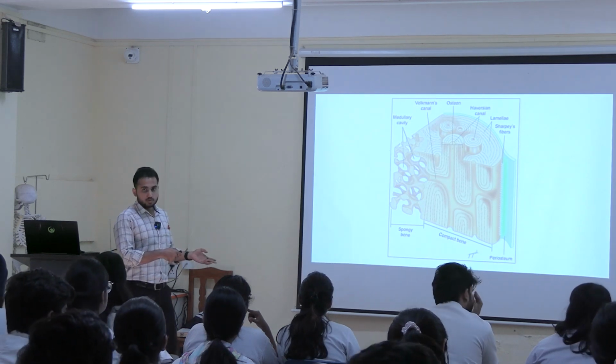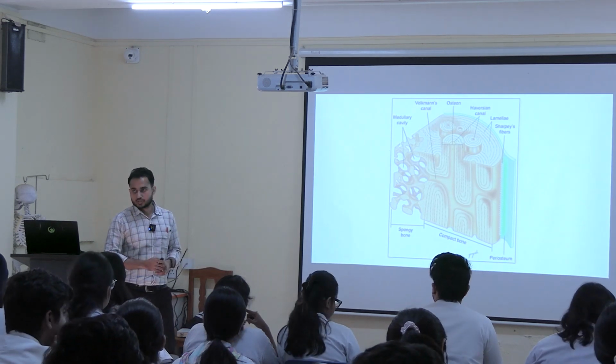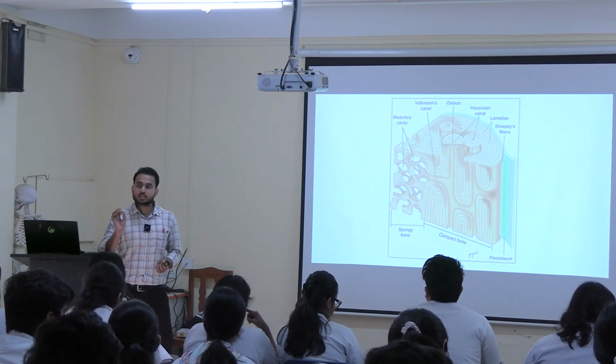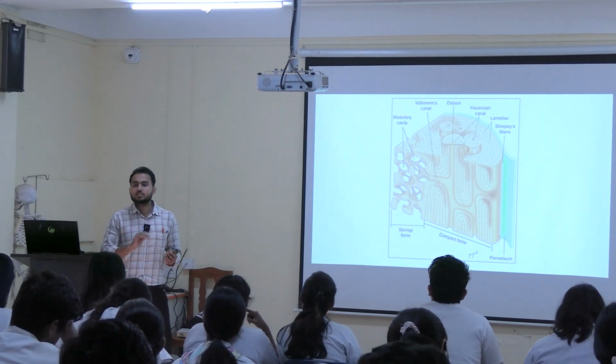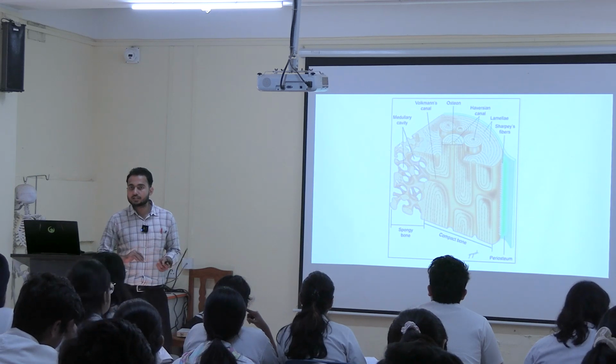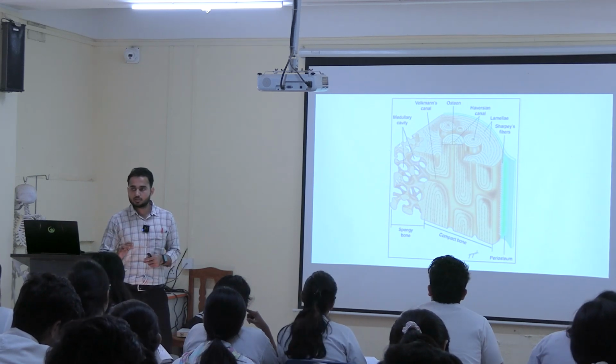Now next, what we have to do? Next we have to study the microscopic structure, because I have mentioned that the Haversian system is there, and in some areas osteocytes are present, lacunae are there. So all those are microscopic.